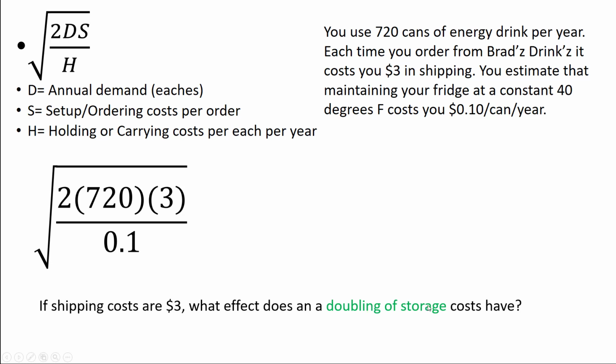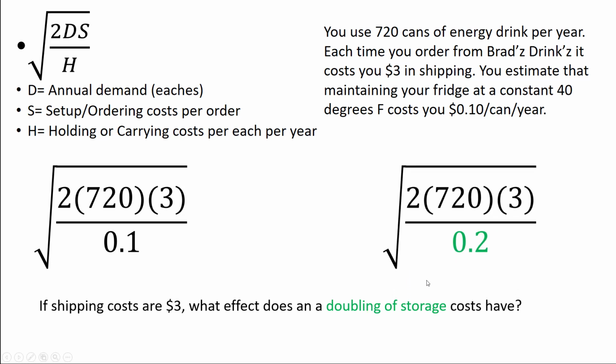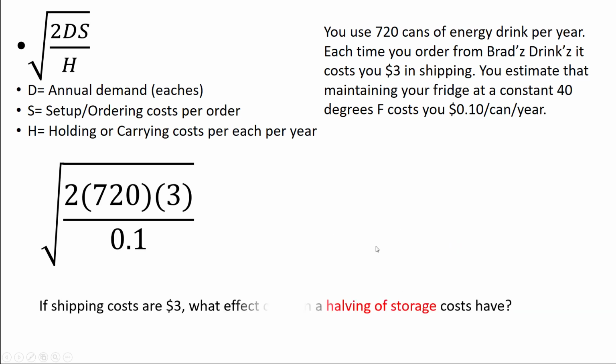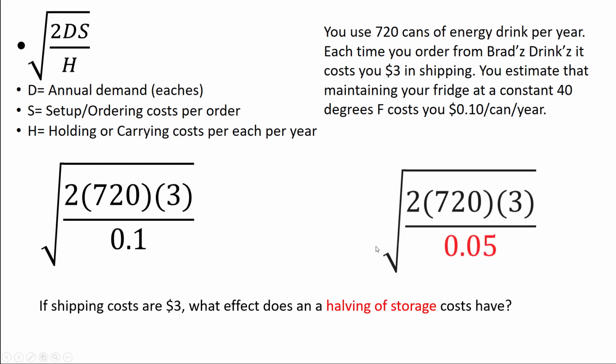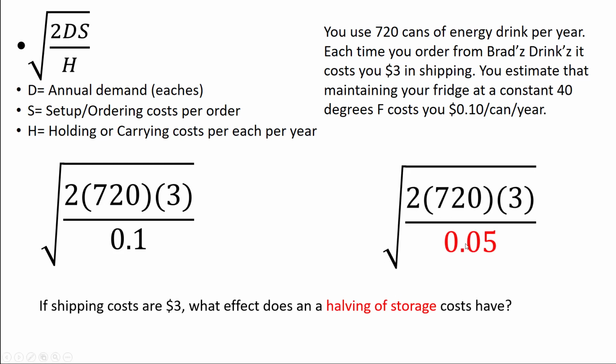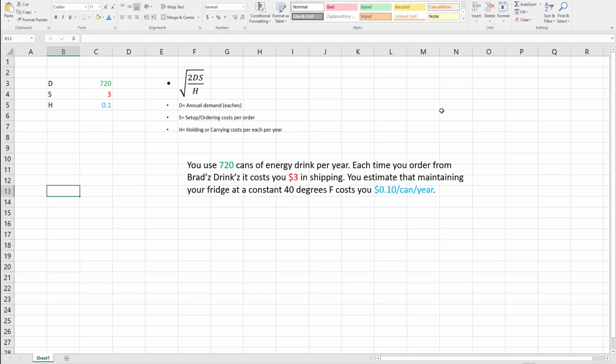So if we double the storage costs, what are the effects of this? Again, we're going to lower the economic order quantity because now our cost of holding goes up. And what about halving the storage costs? So if we halve the storage costs, then it becomes more economic to order a large quantity and store them because our storage costs are lower. So 293. So then let's go through this in Excel.